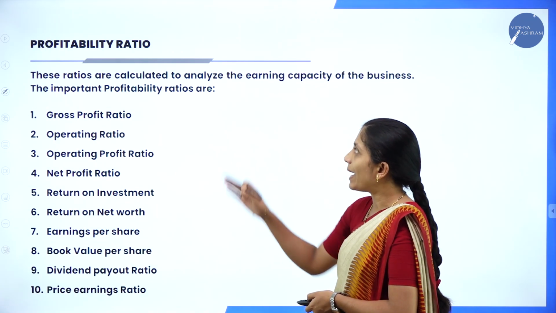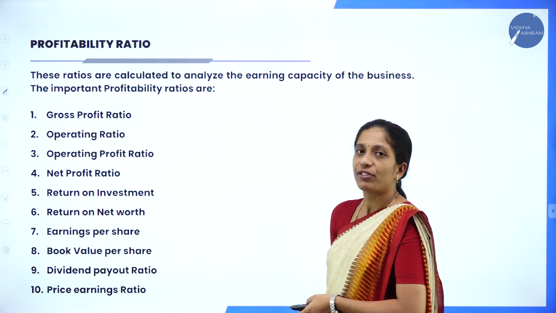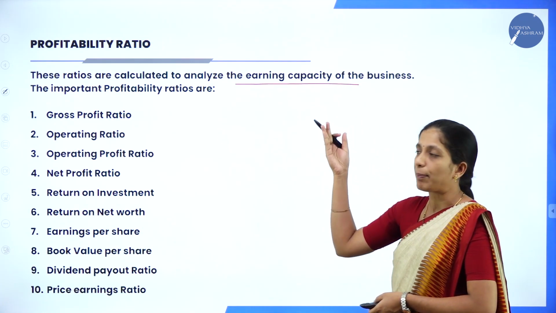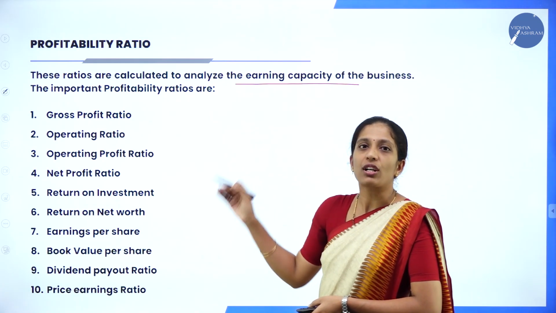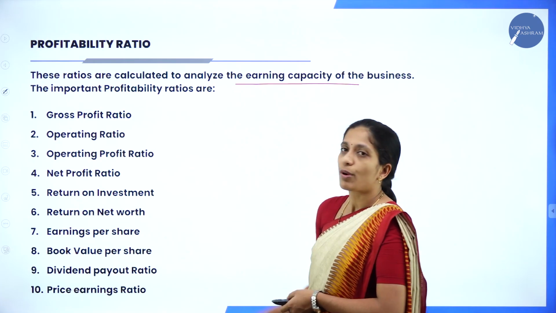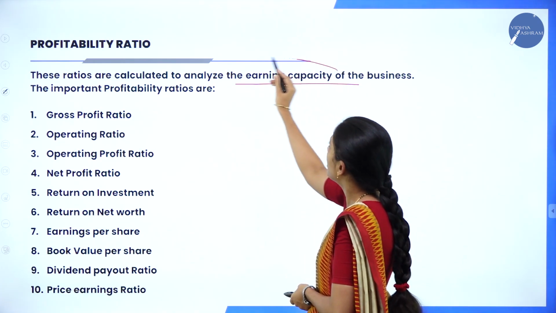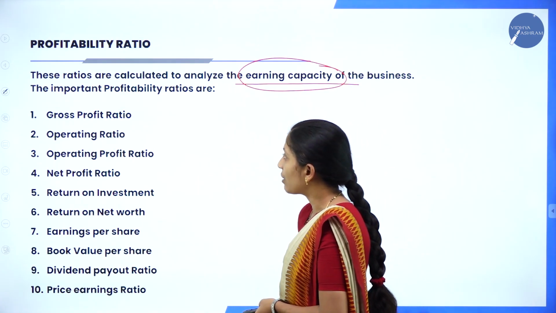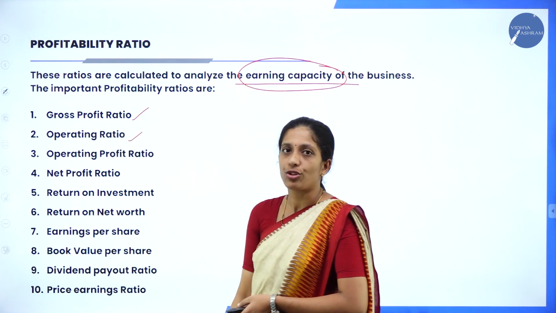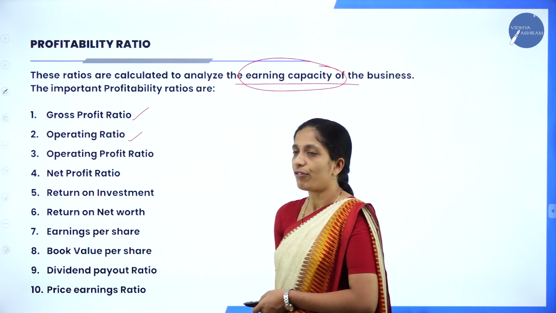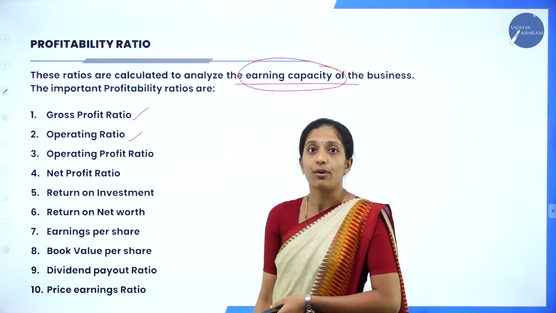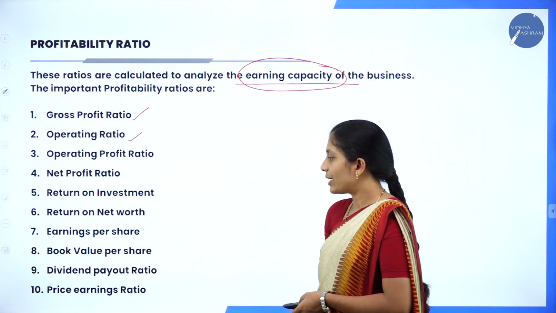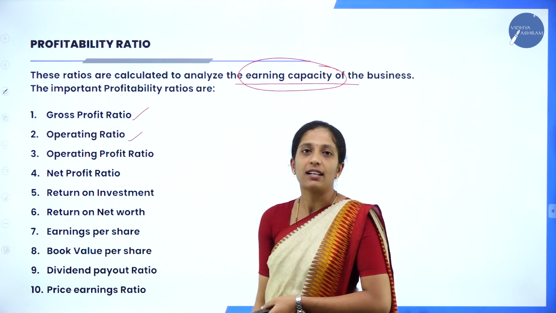Now coming to the next one, profitability ratio. What are these profitability ratios? These ratios are calculated to analyze the earning capacity of the business. The important profitability ratios are as follows. Why is this profitability ratio calculated? To know the earning capacity of the business. We have various types of profitability ratio. Under that we have gross profit ratio, operating ratio, operating profit ratio, net profit ratio, return on investment, that is ROI, then return on net worth, earnings per share EPS, book value per share, dividend payout ratio, price earnings ratio.